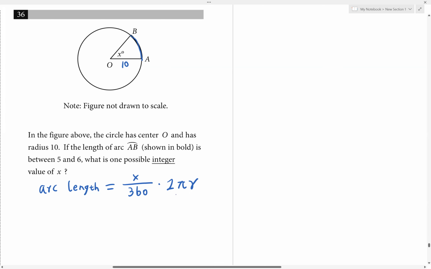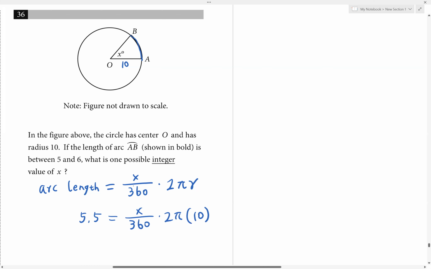For this question, they told us the arc length has to be between 5 and 6. So we can pick a number between 5 and 6. Let's just say the arc is 5.5. That's between 5 and 6, halfway in between. Let's pick that. Then we can plug into the equation and solve for x, because we know the radius is 10, so r will be 10.